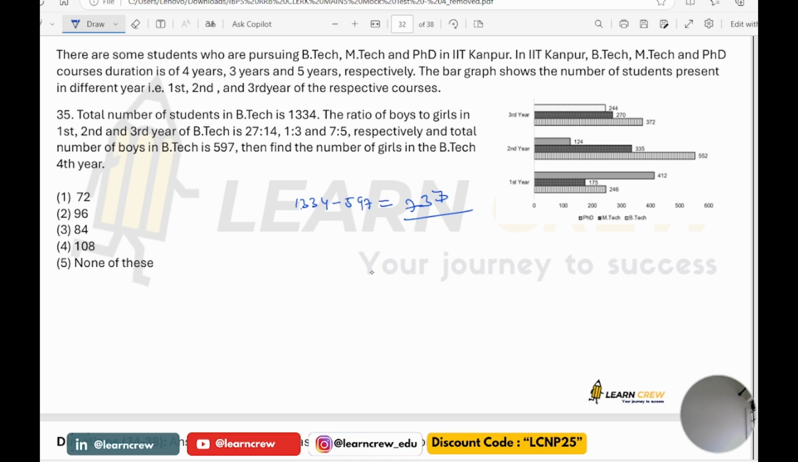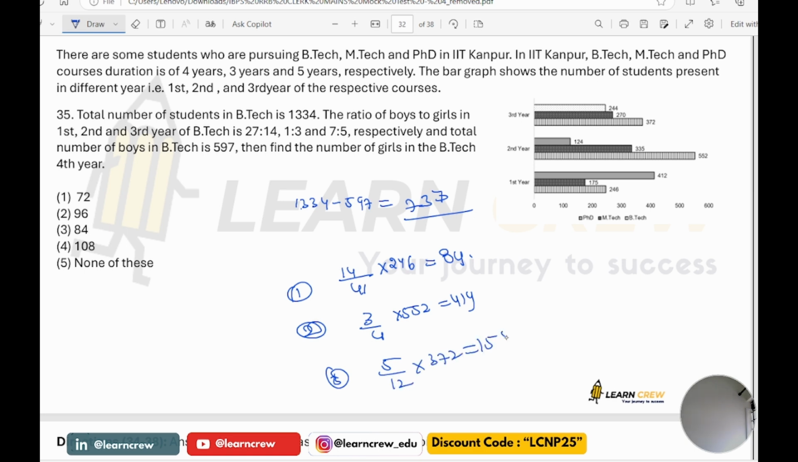Right. Now, the number of girls in first year would be 14 by 41 of total girls, which is 246. Thereby it is 41. It's how much? 84. And number of girls in second year would be 3 by 4, 3/4 of 552. Which is how much? 414. Like that, third year, 5 by 12th of 372, which is 155.